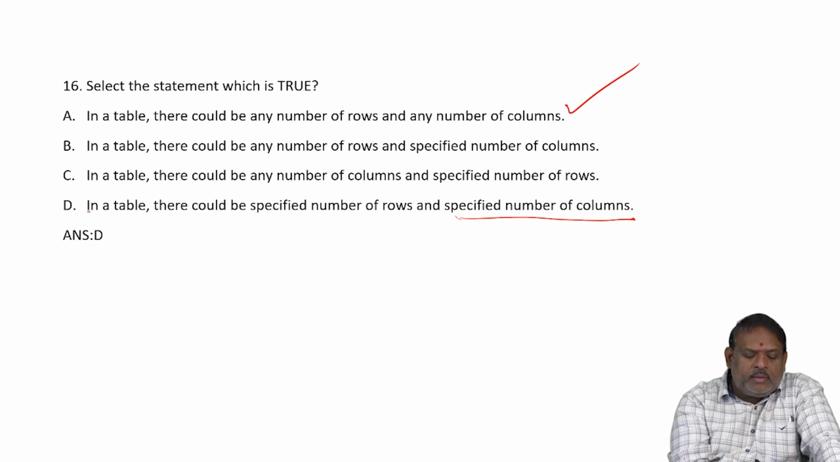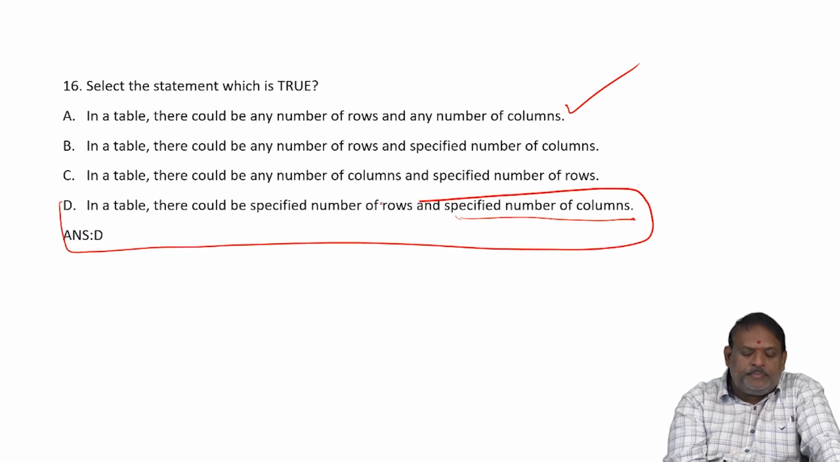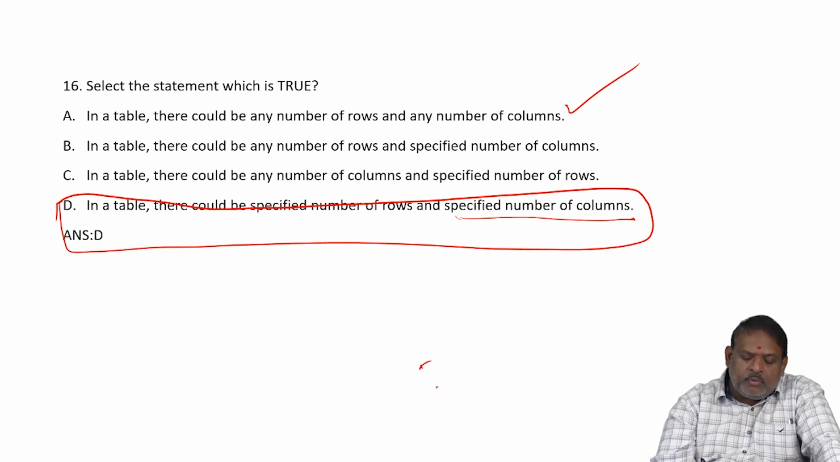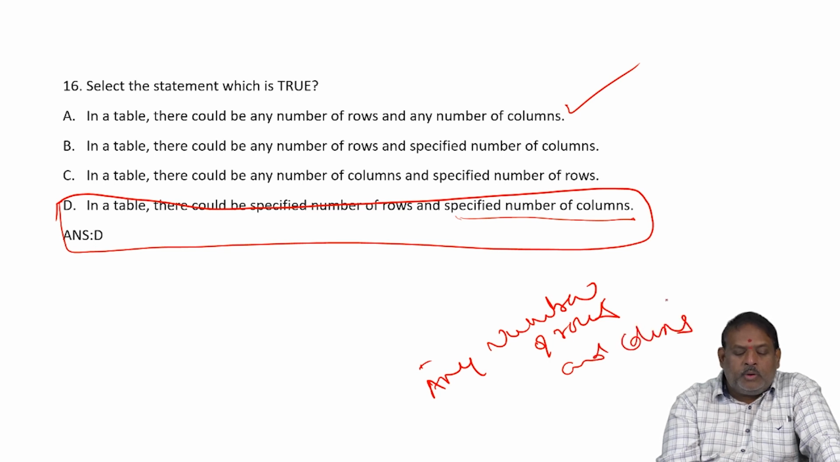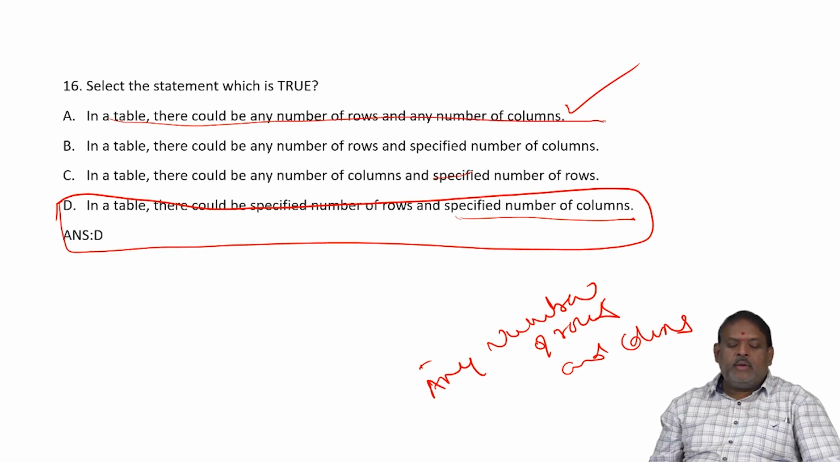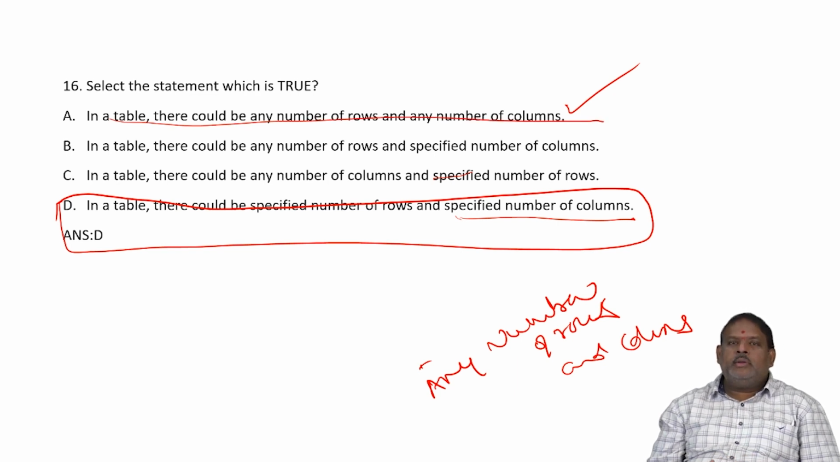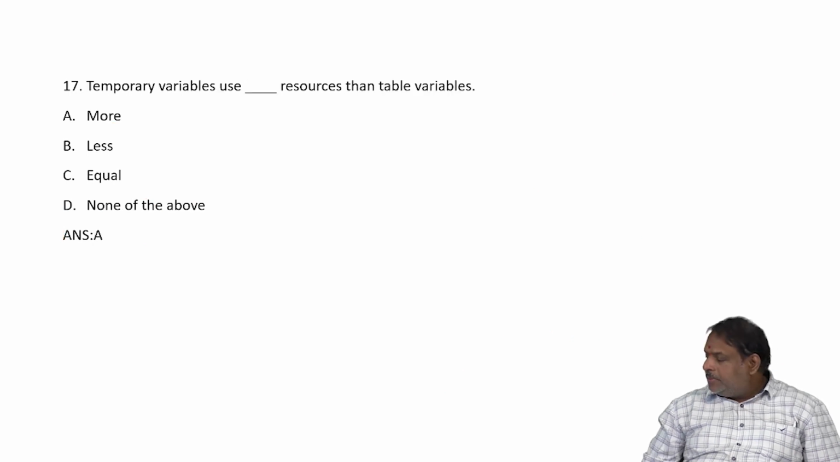The answer here is wrongly given. The answer is A. In a table, I can have any number of rows and columns, because there is no limitation on columns and no limitation on rows. So the answer is A.